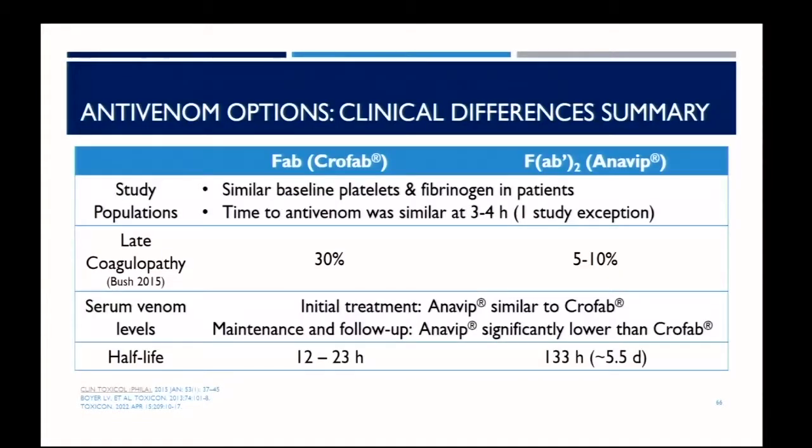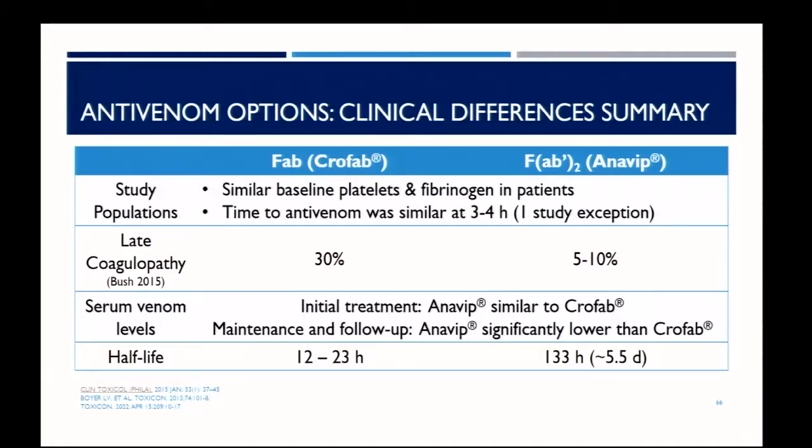And then just to summarize what we just discussed, based on the clinical trials and the post-marketing experience publications we've discussed, the study populations had similar baseline platelets and fibrinogen, so they all had similar coagulopathy abnormalities. And the time to anti-venom was similar, with one study exception having a little bit more prolonged time to anti-venom. And then in one report, late coagulopathy was 30% in Fab versus 5 to 10% in Fab2. So this suggests that Fab2 has less late coagulopathy.